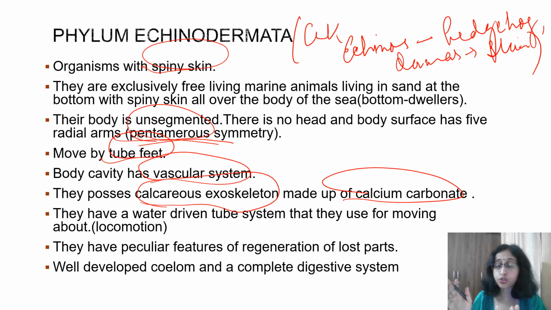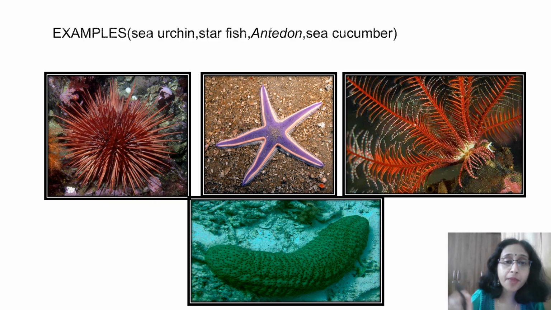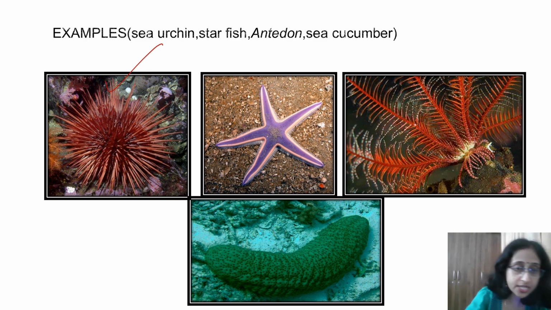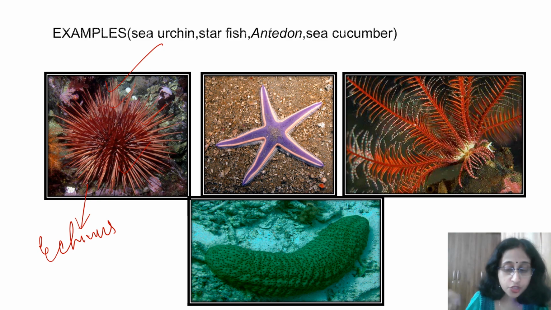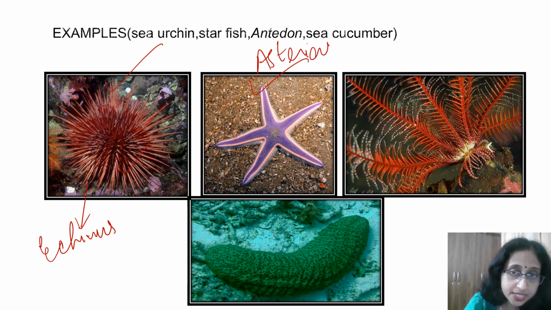So now we will stress on the main important examples of this phylum Echinodermata. So let us see. Now here come the four main examples of this phylum Echinodermata. So first one is the sea urchin. Okay, it's the sea urchin, and the scientific name is Echinus. You can see that the full body is having spiny skin. So these all are spiny skins. Okay, so next comes the starfish, or we can say it is the Asterias. So it is the starfish which is having a pentamerous body. So body is having 5 arms.